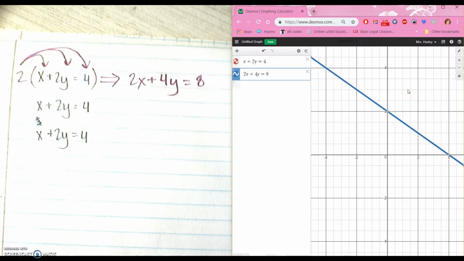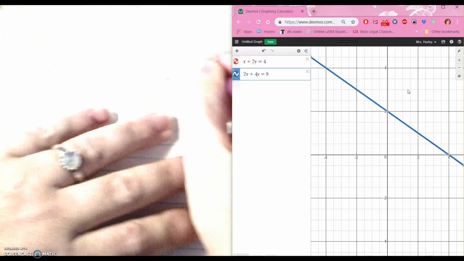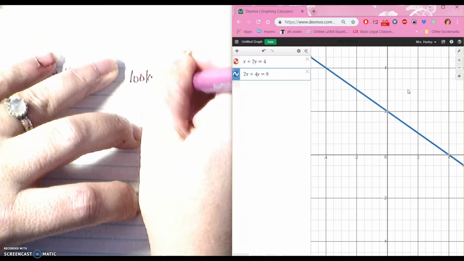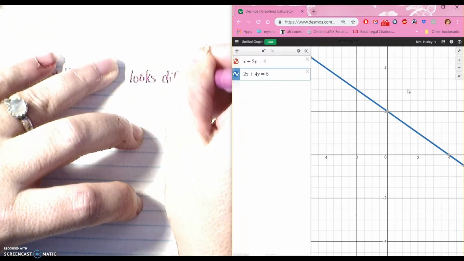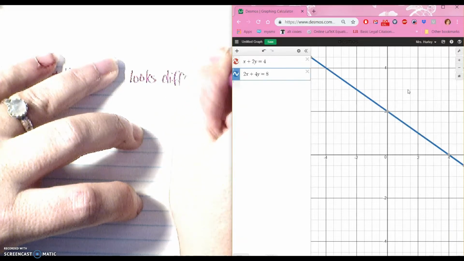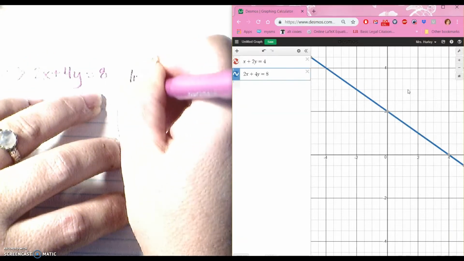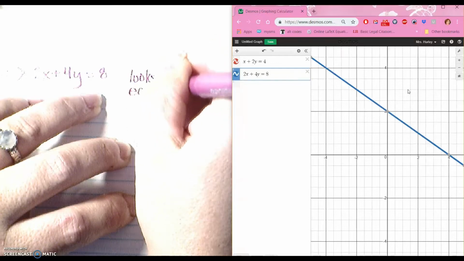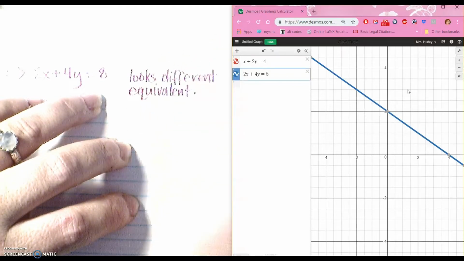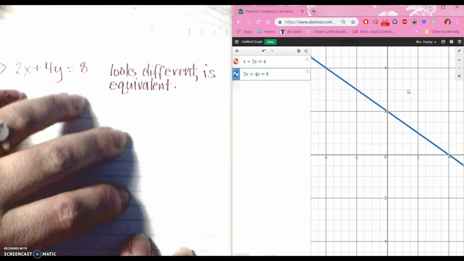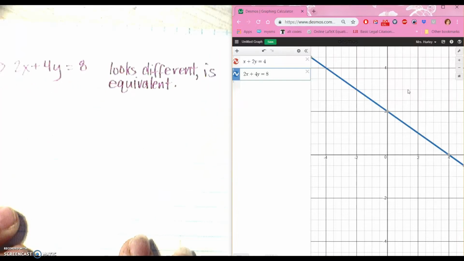So even though this equation looks different, has different coefficients, it has a different constant, it is entirely equivalent. Okay, it looks different, but it is equivalent to the first equation.